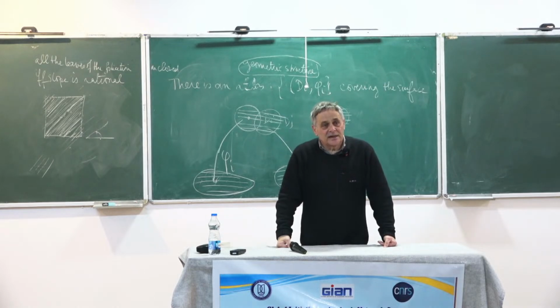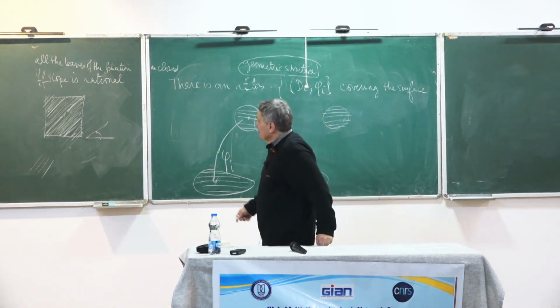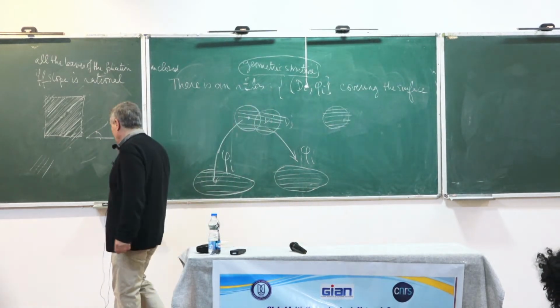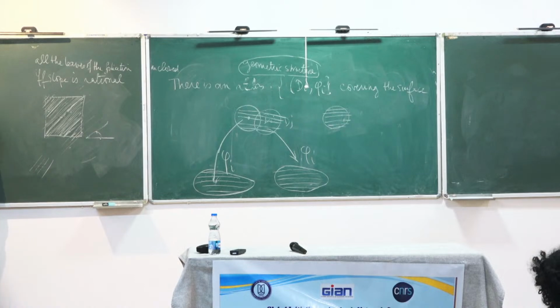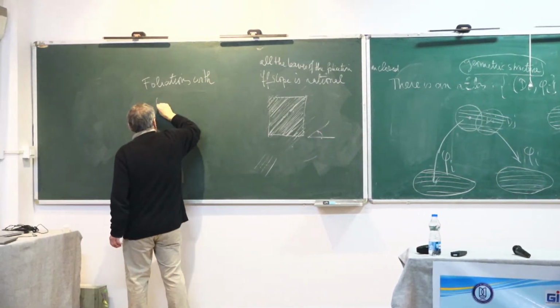So these are the foliations on the torus. No. It's not the only foliations on the torus. We are talking here only about linear foliations. The foliations with constant slope.